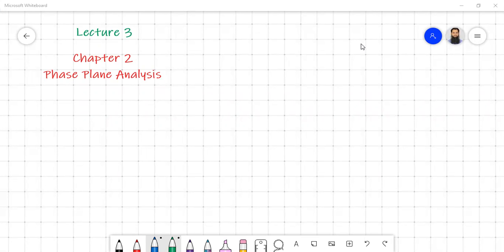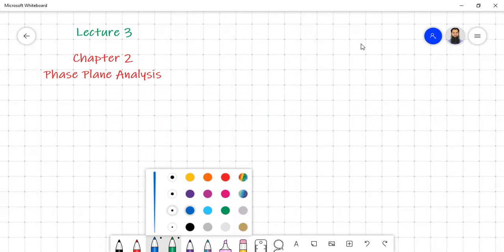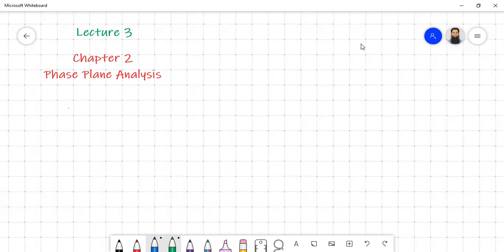So before going to the phase plane analysis, one topic can be discussed, that is the symmetry in the phase plane portraits or phase portraits. Actually, if you have symmetrical properties, symmetrical about the x1 axis, or symmetrical about the x2 axis, or symmetrical about the origin in both x and y axis.